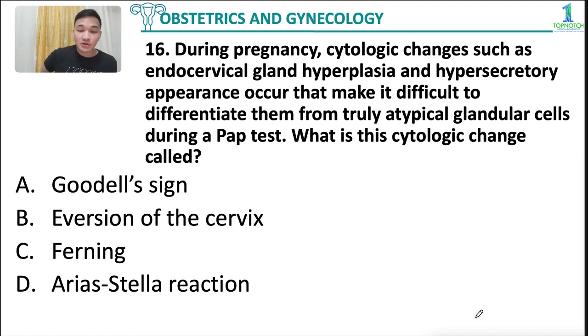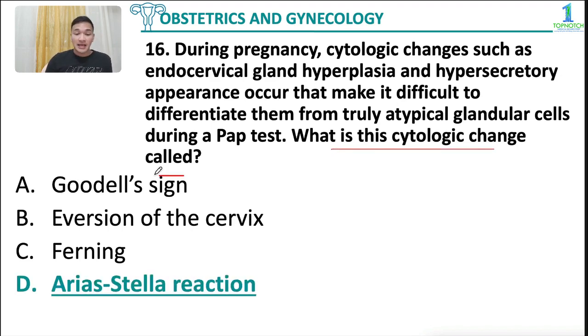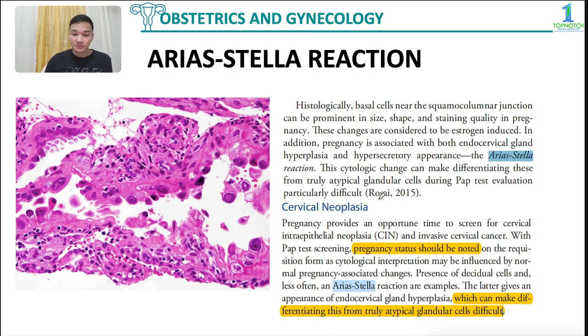How about number 16? During pregnancy, cytologic changes such as the endocervical gland hyperplasia and hypersecretory appearance make it difficult to differentiate them from truly atypical glandular cells during a pap test. What is this cytologic change called? Arias-Stella reaction. So, ang Arias-Stella reaction, nangyayari siya normally sa pregnant. Okay?